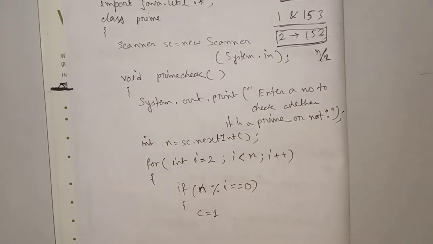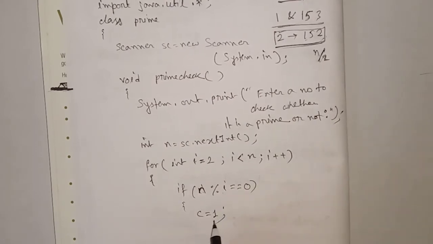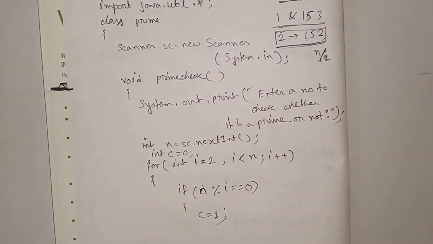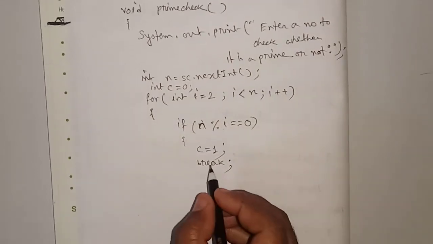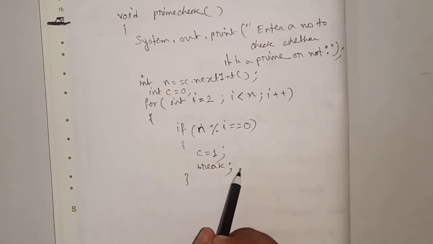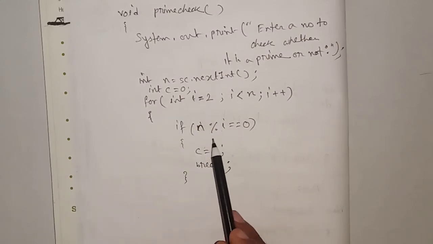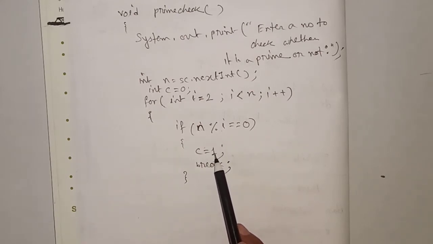So I'm taking a variable c, whose value is c is equal to 1 if it's not a prime number. Before that, the value is int c is equal to 0. And break. What is the meaning of break? Break helps us terminate a loop, or a particular scope. So before entering this loop, the value of c is 0. Once n is divided by i, we change the value of c to 1 and break.